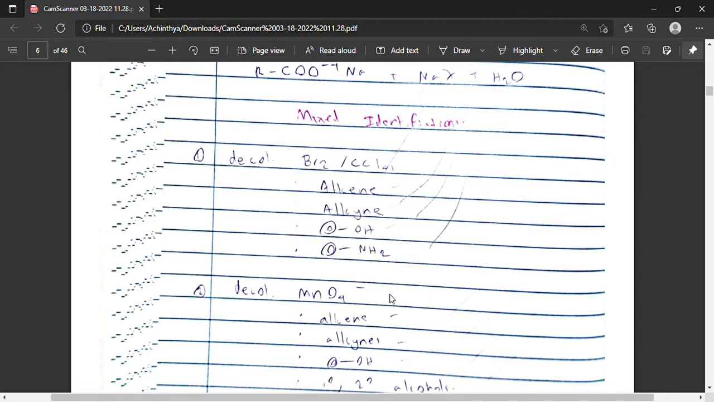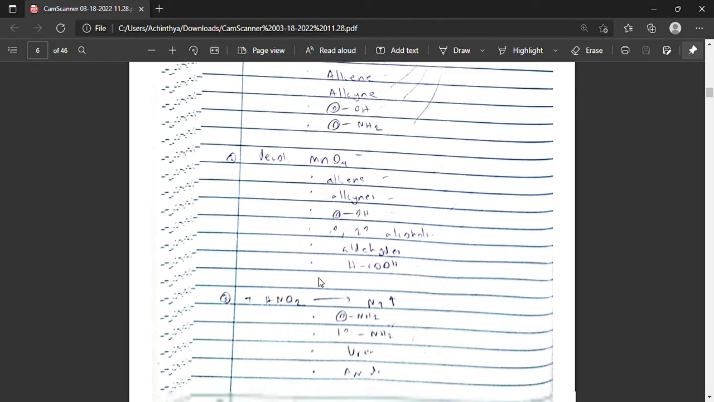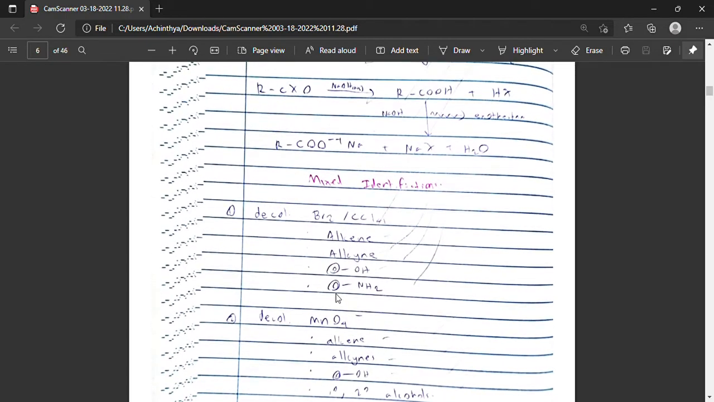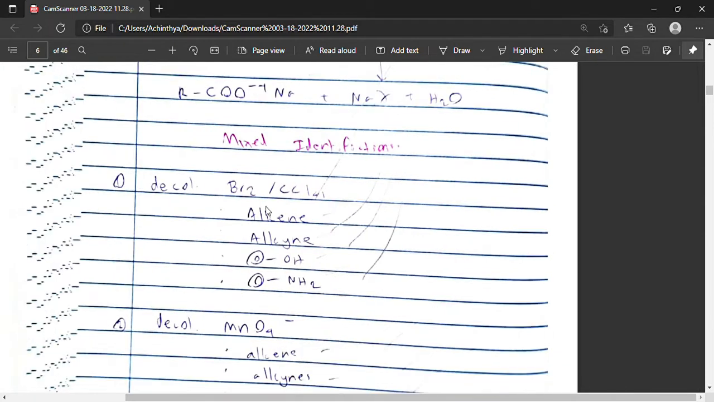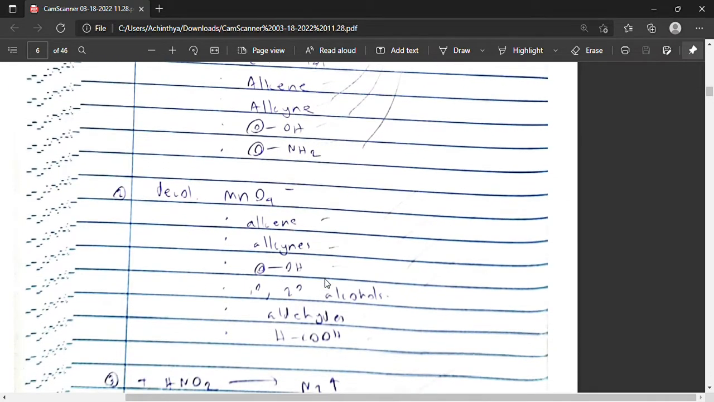Now let's basically relearn what we learned in the previous episode but in a different format. These are the different identification reagents and the organic compounds that they can identify. If a certain compound decolorizes bromine in CCl4, it could either be an alkene, an alkyne, a phenol, or an aniline.